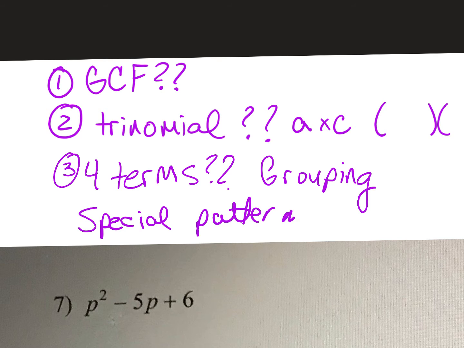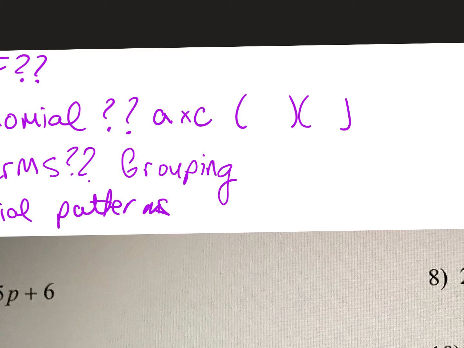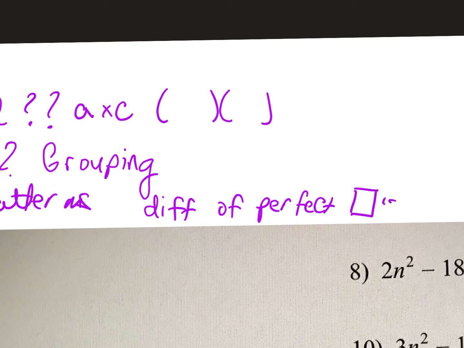Special patterns, we talk about perfect square trinomials or the difference of perfect squares. What does the word difference mean? Minus. It's got a minus sign. It's important to remember, if there's a plus in the middle, it changes things. We'll talk about that later.